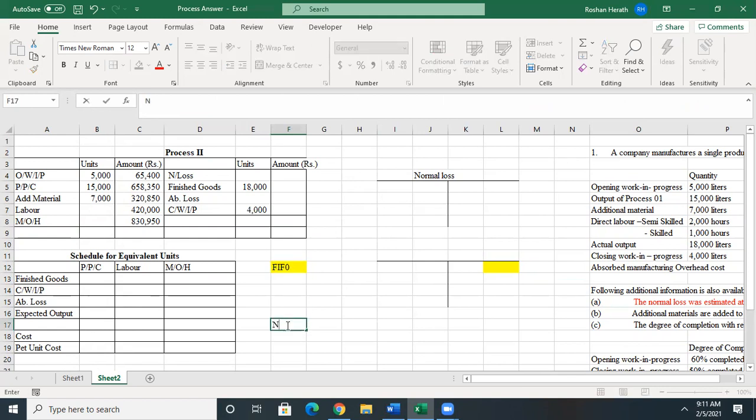In a question, if it had said that the normal loss is calculated at the end of the process, what you must consider, if you have opening WIP, consider it. And obviously the units added during the period, that has to be the case, undoubtedly. Here we have the previous process cost and the additional material that should be considered.